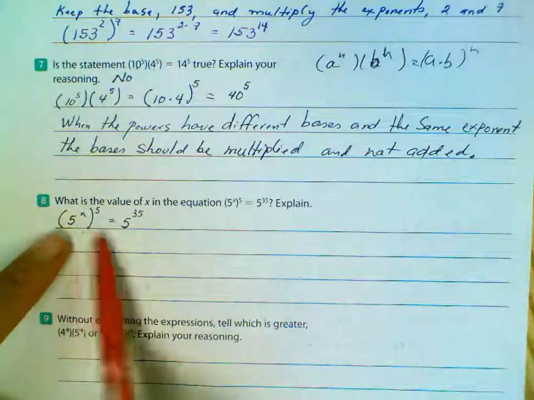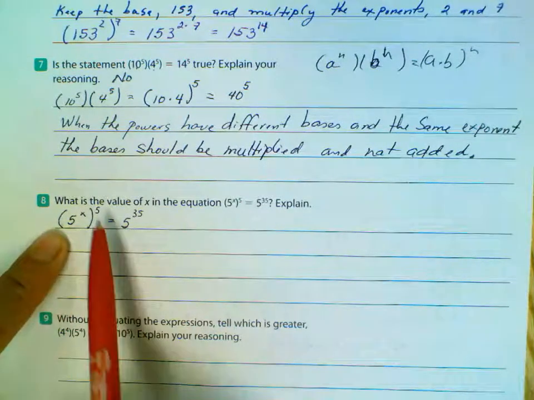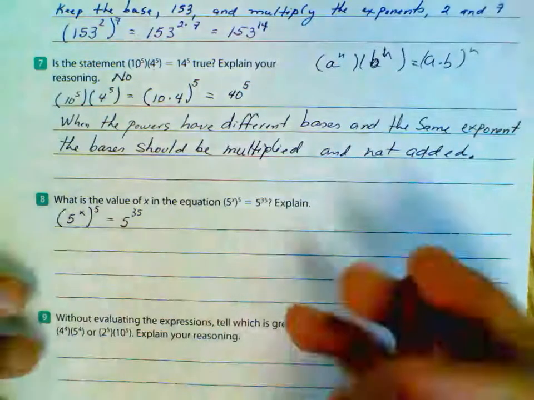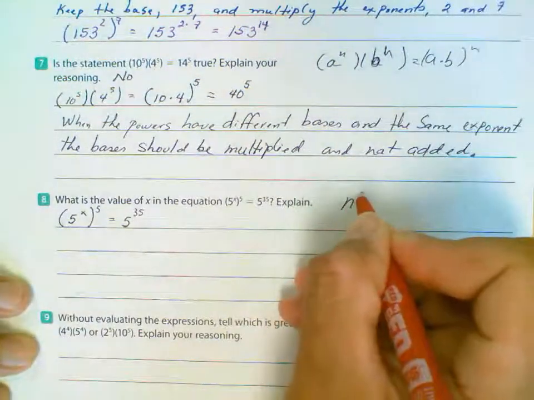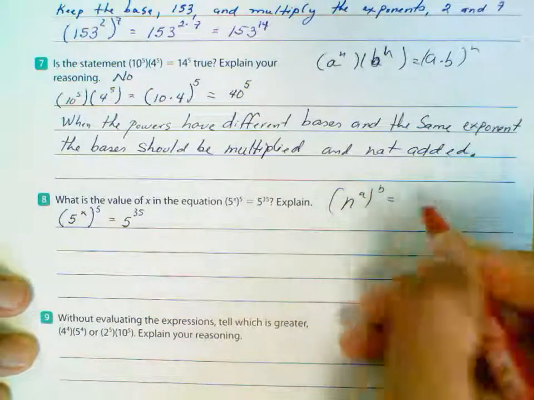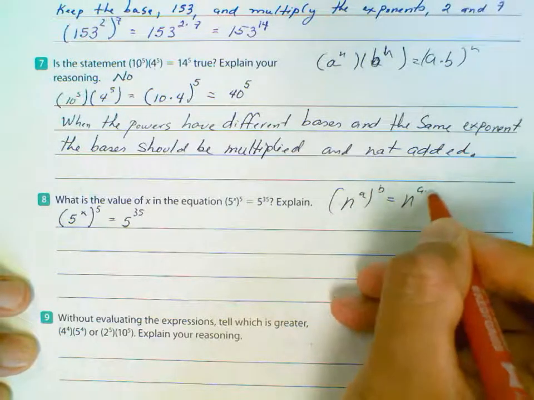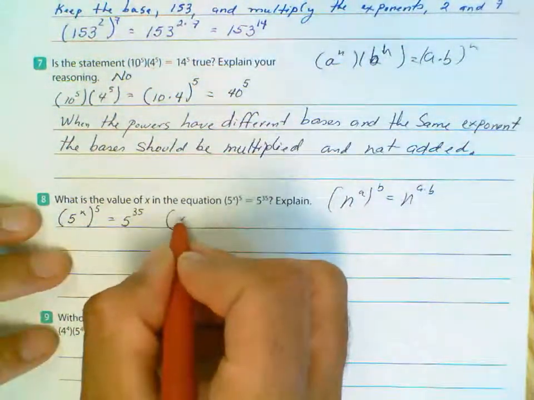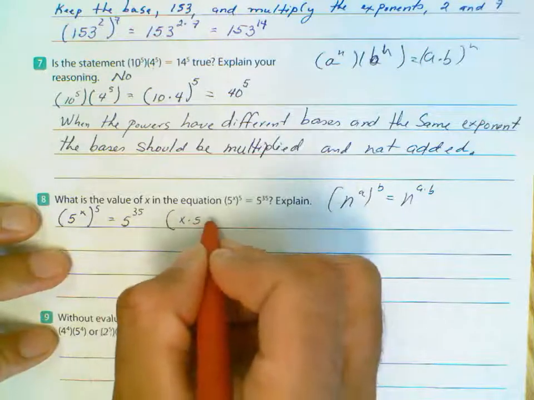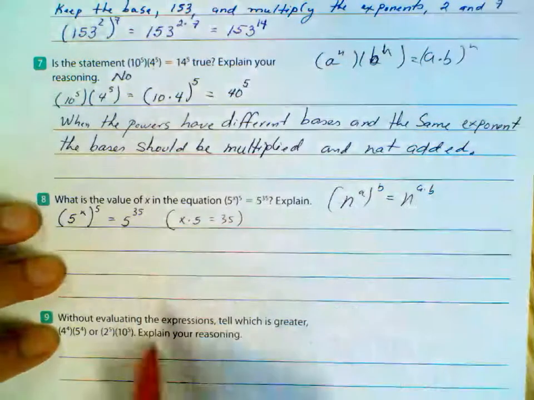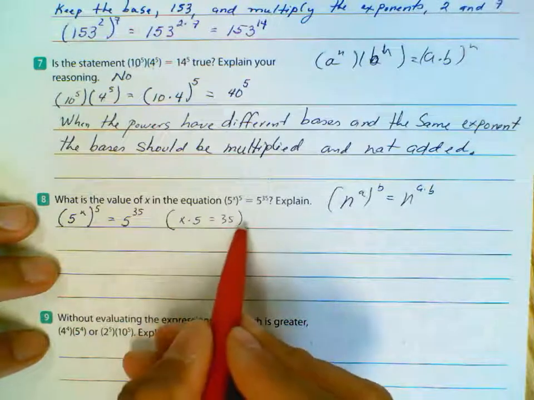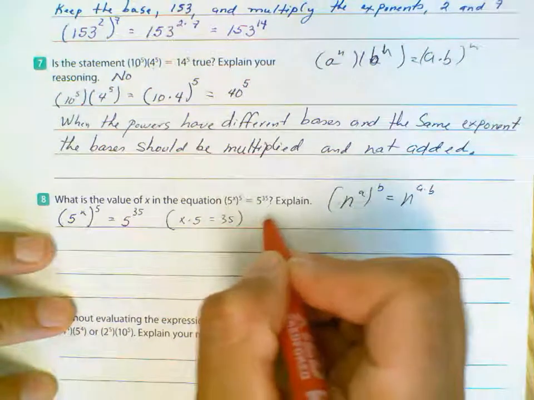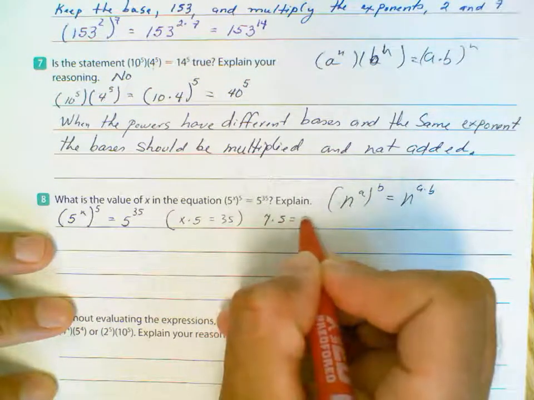Remember that what I have here is the solution. The base is the same. What changes is x and 5. We know that the property is n to the a to the b equals n to the a times b. So look at this. I'm going to put in parentheses. So I have x times 5 has to be 35. So which number multiplied by 5 will give me 35? 7. Okay? So in this case, 7 times 5 equals 35.